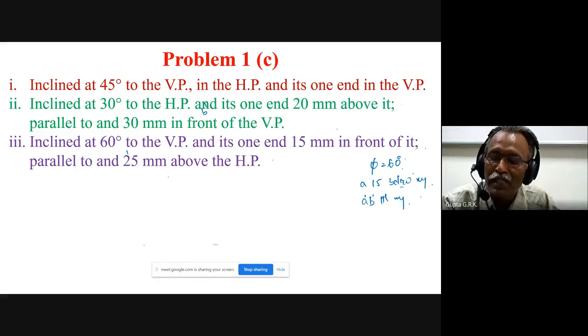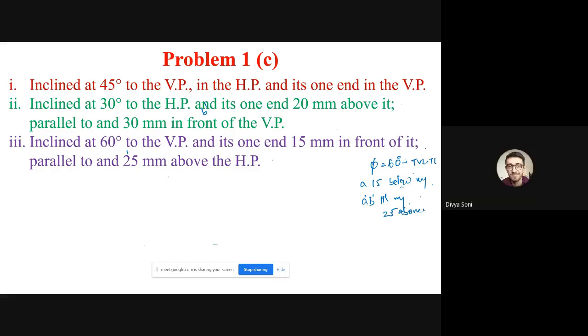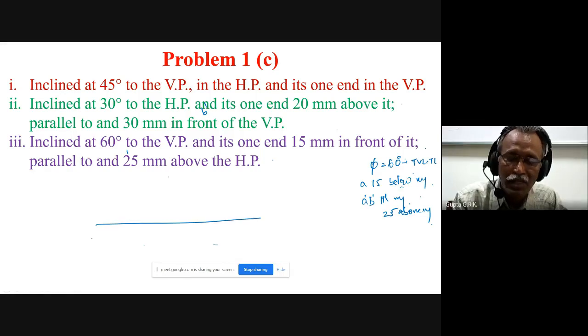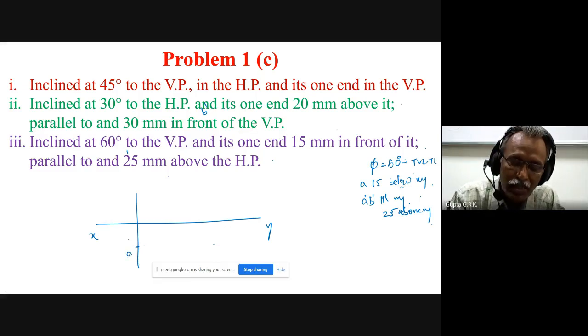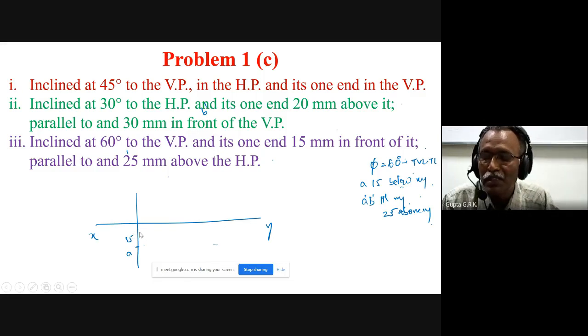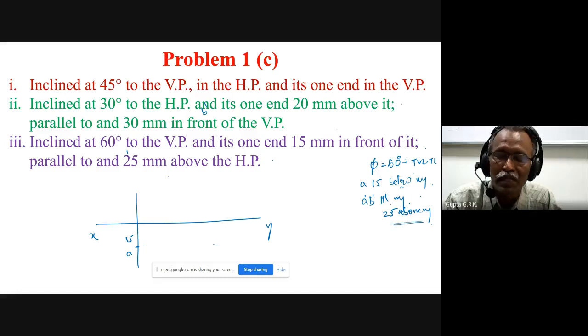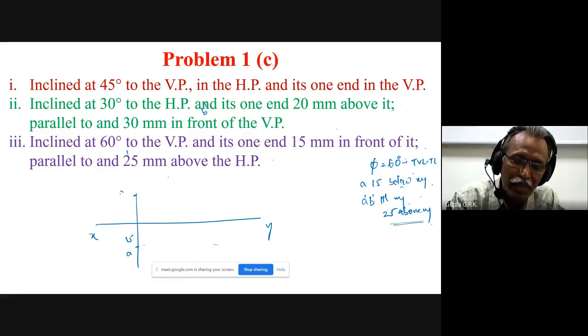And so because phi is 60 degrees, top view length is equal to true length. And this AB is parallel to XY and above HP. Above HP means A dash B dash is 25 mm above XY. So you draw XY. Again, you try to get A and A dash first. So A is 15 below. So this is A, 15 below. And A dash, because A dash B dash is 25 above XY, parallel, right? So A dash is here, 25.